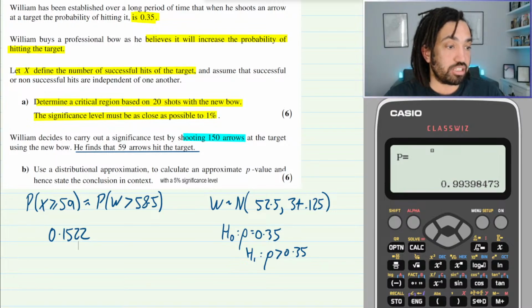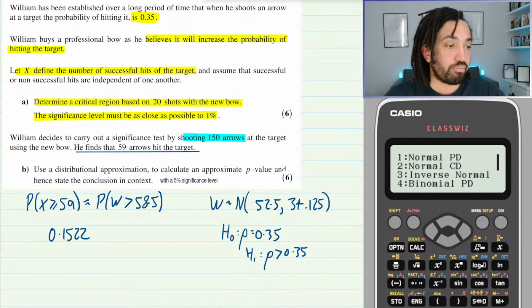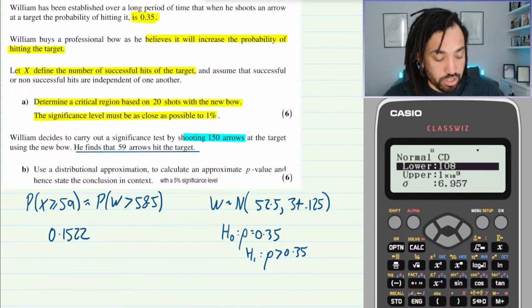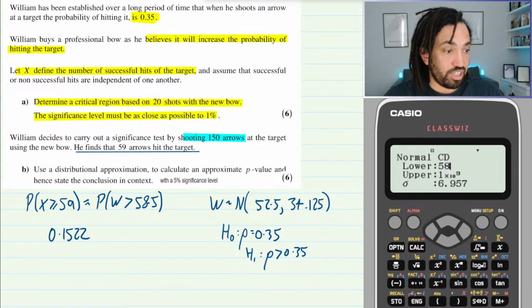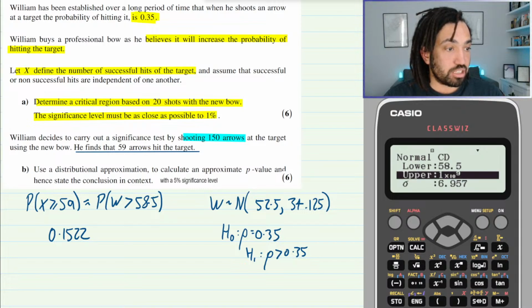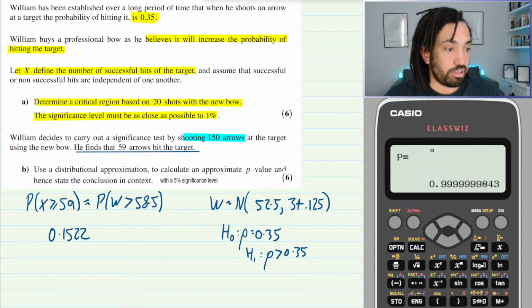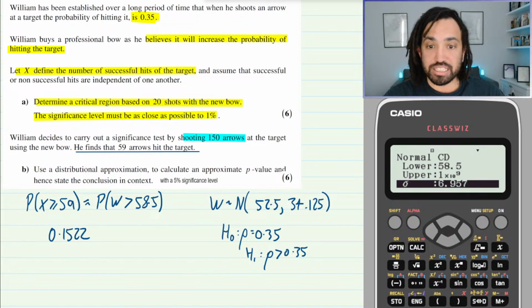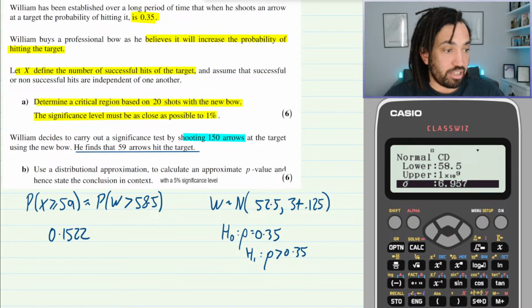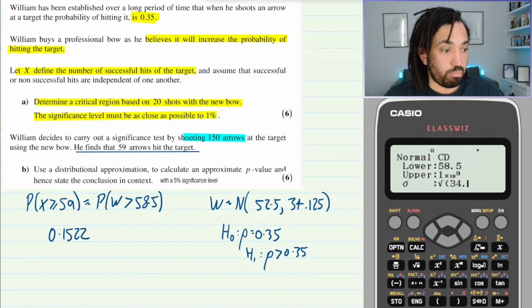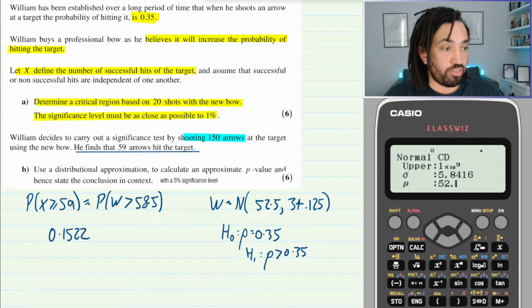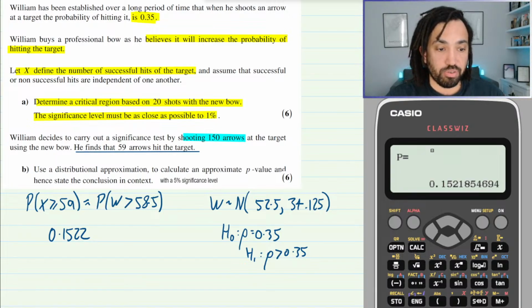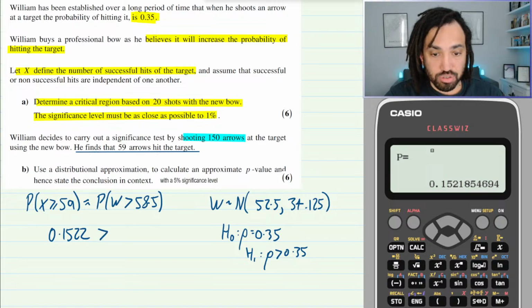In fact, let's just do it on our calculator just to make sure that we type in the right thing. So we go to normal CD, and we want the lower to be 58.5 and upper to be as large as possible. So that's a huge number there. And we need the standard deviation to be the square root of 34.125. And we need the mean to be 52.5. Okay, beautiful. There it is. There's that probability. Now that's greater than 5%.